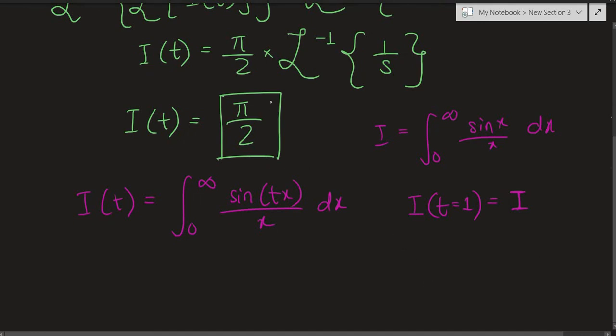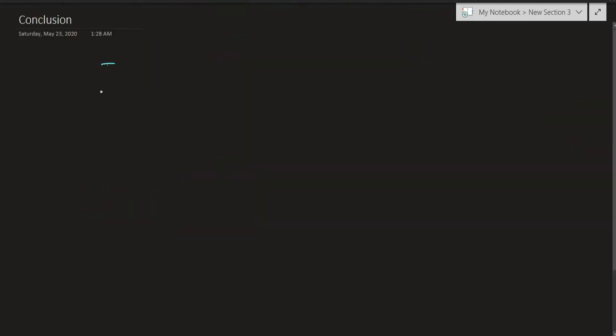But notice that there is no expression of t in our I of t form. So this means that I of t is a constant function which has a value of pi over 2 for all values of t. So irrespective of whatever t you have, I is always going to be pi over 2. So now notice that we had our I as the integral from 0 to infinity of sine of x over x being equal to pi over 2.